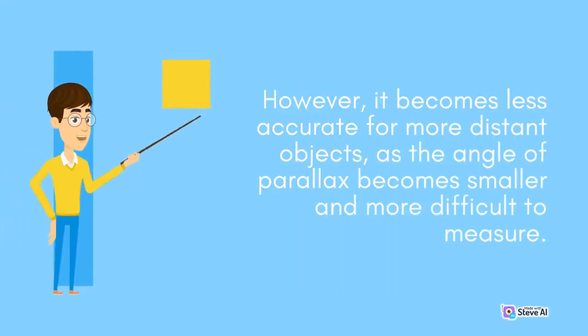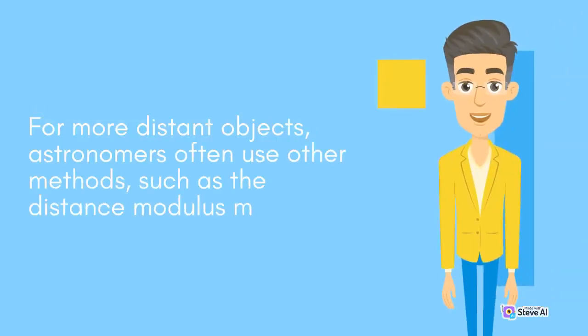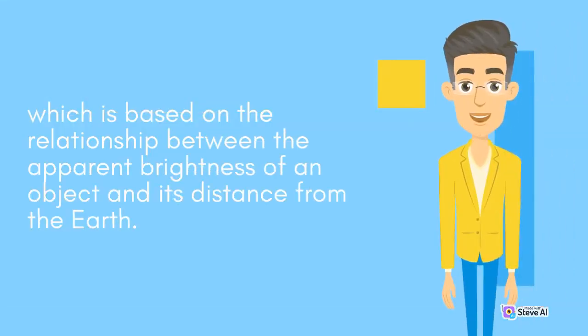However, it becomes less accurate for more distant objects, as the angle of parallax becomes smaller and more difficult to measure. For more distant objects, astronomers often use other methods, such as the distance modulus method, which is based on the relationship between the apparent brightness of an object and its distance from the Earth.